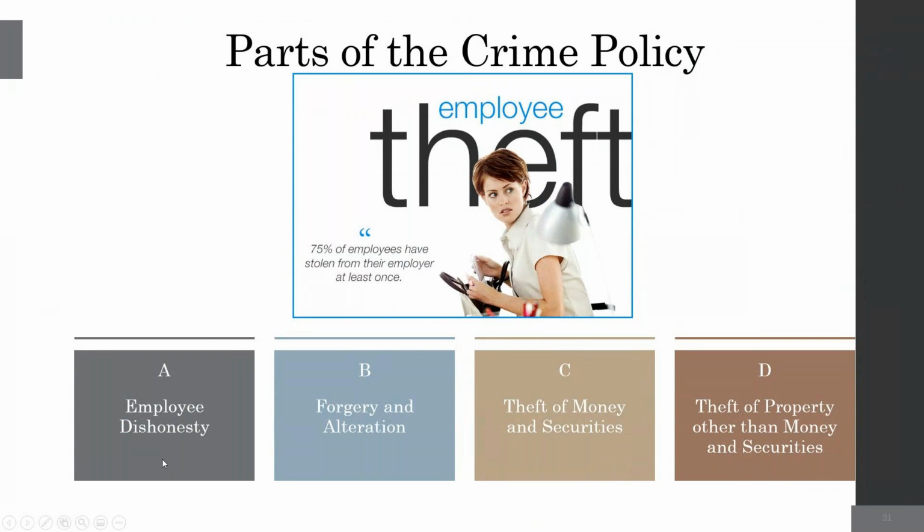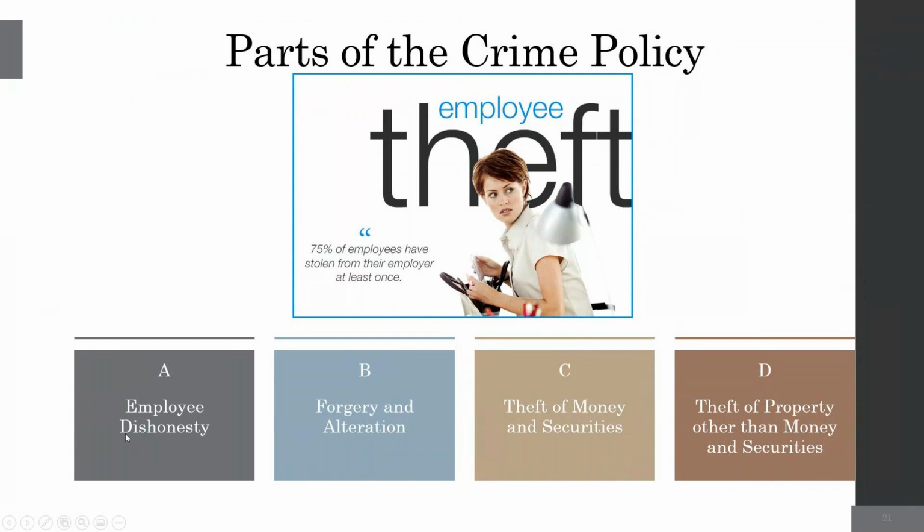Coverage A is employee dishonesty. This is if your employee does something wrong. That means they steal from you. All right, they got a hold of your company's checks, money orders, forged and altered them, and sent them to other people. They stole your money or securities. They stole your inventory other than money and securities. So that coverage A is your employee did any of these.